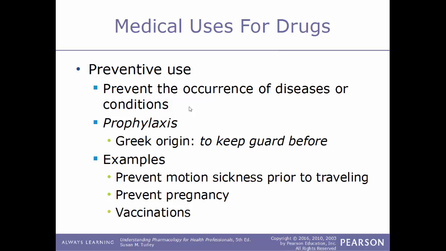Some examples of a prophylactic would be taking Dramamine to prevent motion sickness before you would travel in a car. If you know that riding in a car, especially in the back seat of a car, gives you motion sickness, if you take a medicine before you even get in the car, that's a preventative use. Taking birth control pills, that's taking a preventative use to avoid getting pregnant.